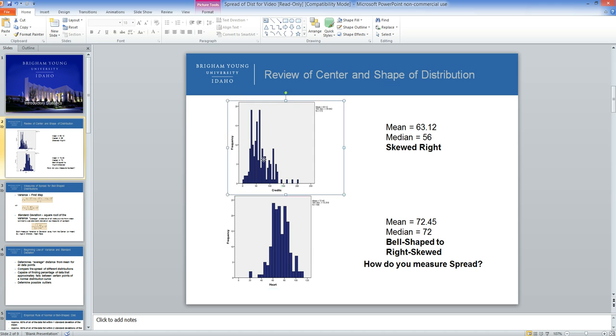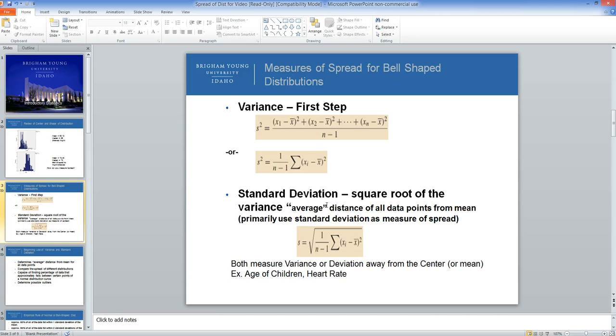So we talked about, we can look at shapes and we can look at the center of a distribution, but how do we measure spread? Well, how we measure spread is by what's called the variance and the standard deviation, but primarily what we look at is the standard deviation. Now here's a formula. This formula here is for the variance, and then we take the square root of the variance to get the standard deviation.